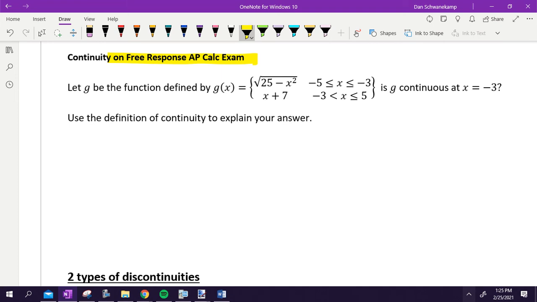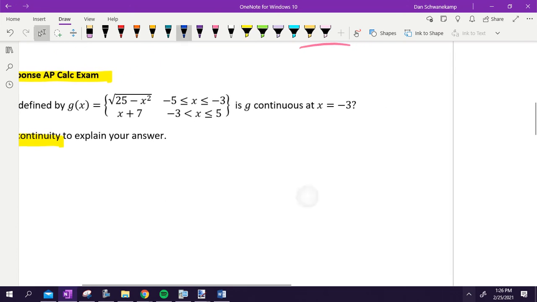Let g be the function defined by this equation right here. G of x is equal to this expression for x from -5 to -3, and that equation from -3 to 5. Is g continuous at -3? We're going to use the definition of continuity in order to explain our answer. So you might have forgotten this. Anybody remember what that shape right there is going to be?